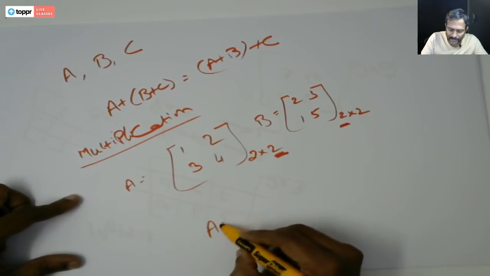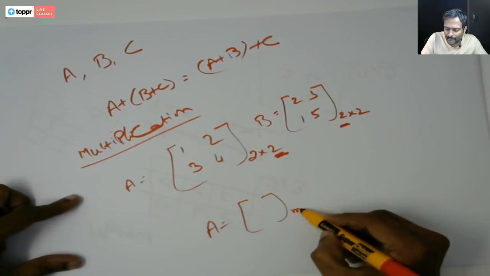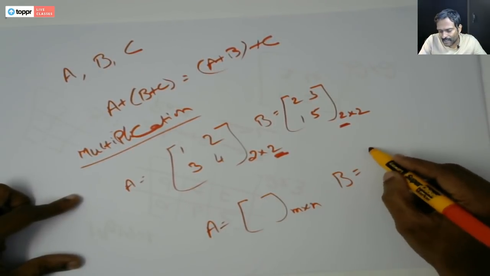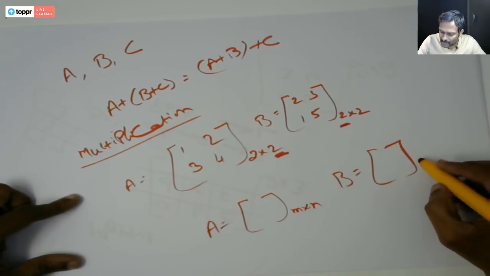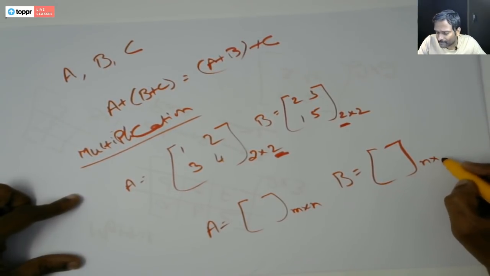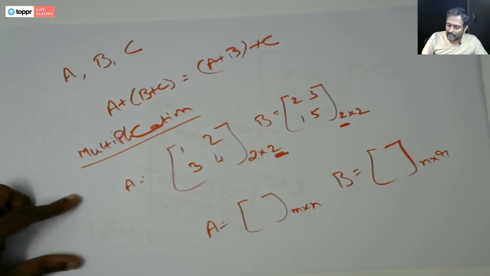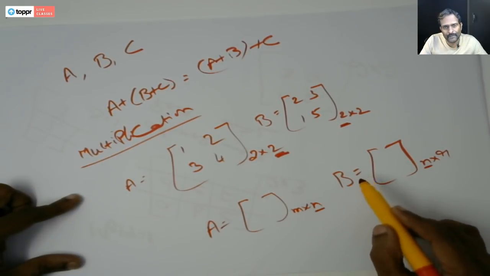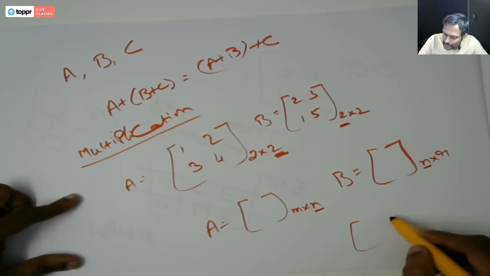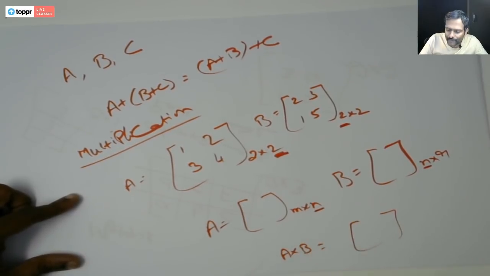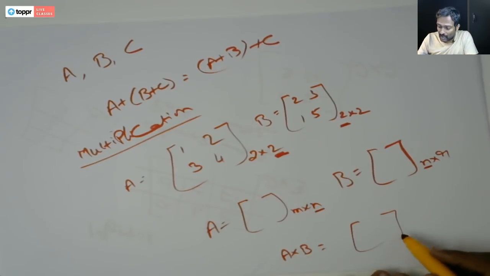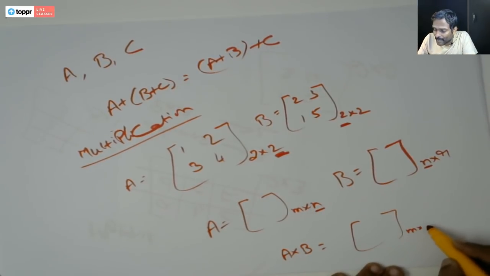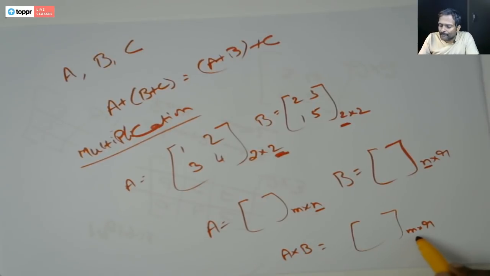For example, if I have a matrix A as m by n and I have a matrix B as n by r. Now here the number of columns of A is n and the number of rows of B is n. So the multiplication is possible here, right? And the order of the product, whatever you get, will be equal to m by r. It will have m rows and r columns.